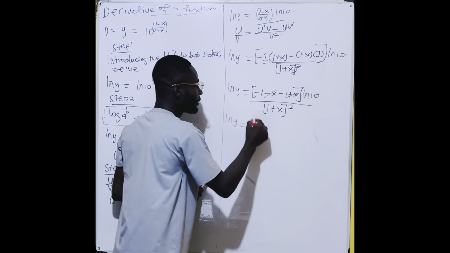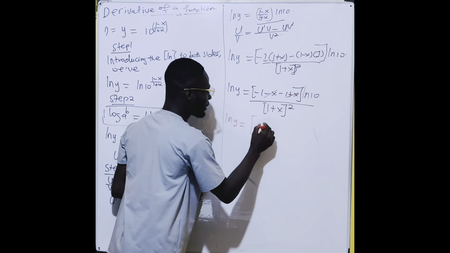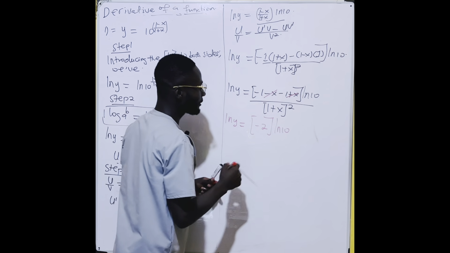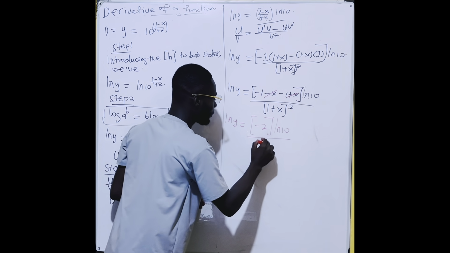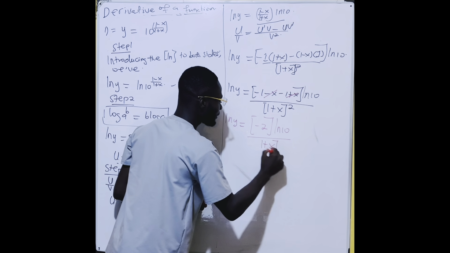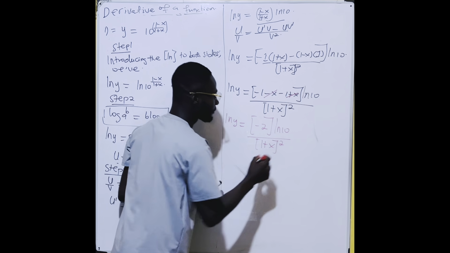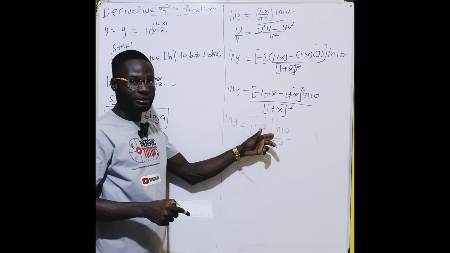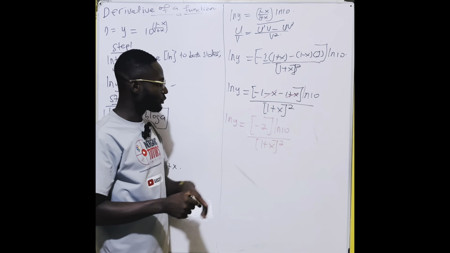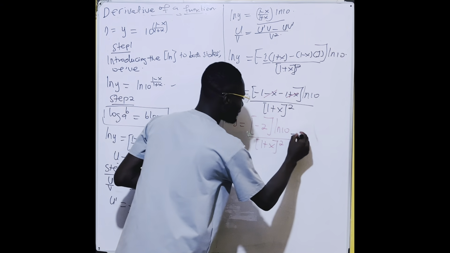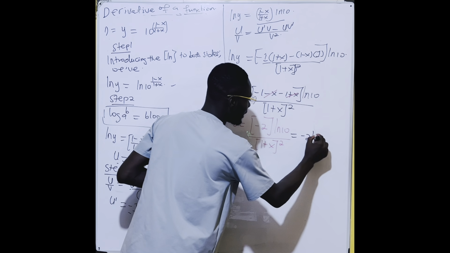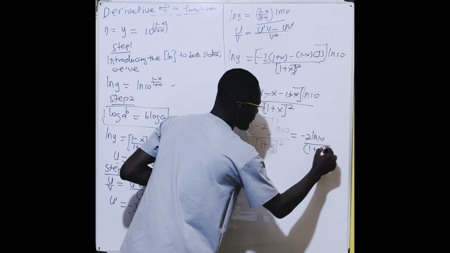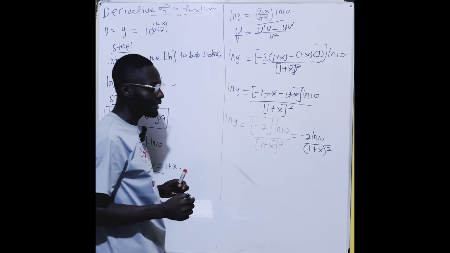equals this, and this will give us -2. Then we have our ln 10, right? Divided by (1 plus x) all squared, right? So this is what we have as it stands now. So we can see that this is equal to -2 ln 10 divided by (1 plus x) all squared, right?